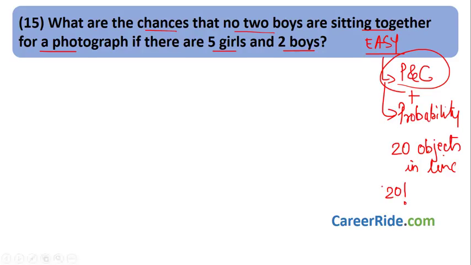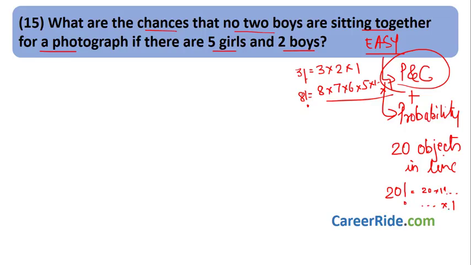What is a factorial? 3 factorial is nothing but 3 into 3 minus 1, which is 2, into 1. 8 factorial is nothing but 8 into 7 into 6 into 5 into 4 into 3 into 2 into 1. In the same way, 20 factorial will be 20 into 19 into 18 and so on, till 1.